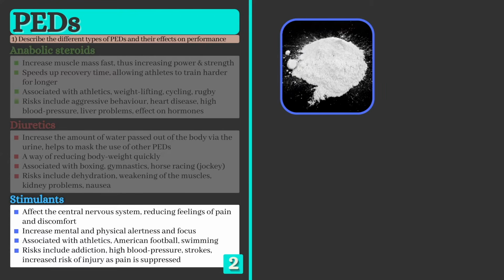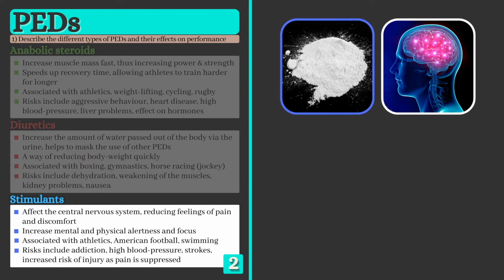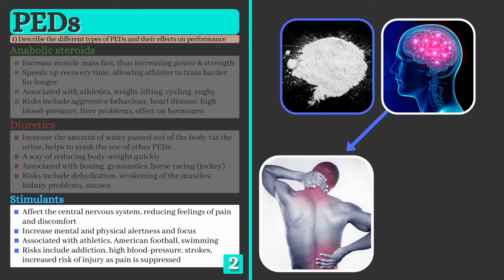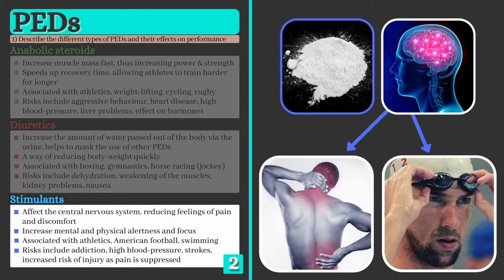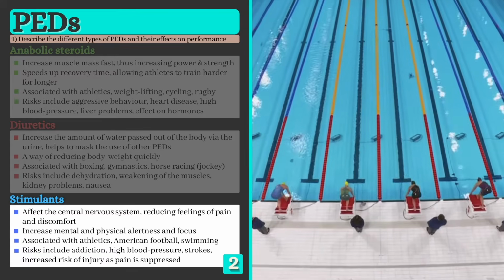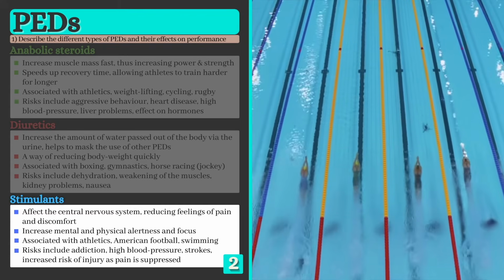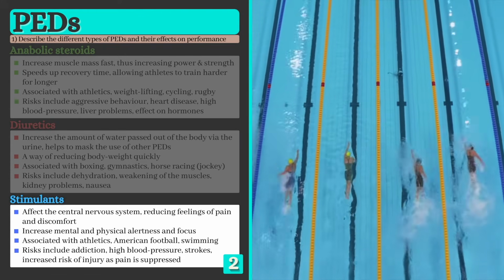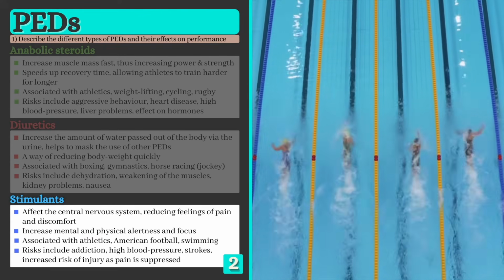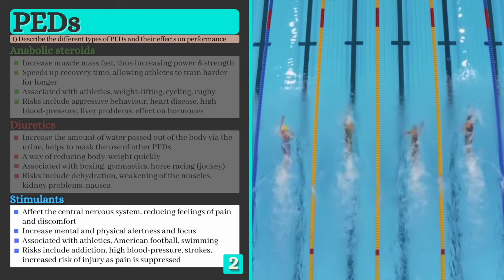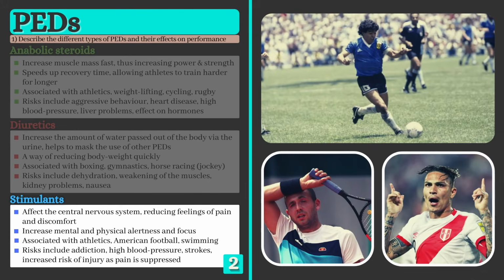Stimulants, including the well-known amphetamine and cocaine, are our final class of performance-enhancing drug. They affect the central nervous system, reducing pain and increasing both mental and physical alertness. As a result, stimulants are used by a wide range of performers, including swimmers and long-distance runners, who endure huge physical discomfort as they push their bodies to the limit, and games players, who need to be focused and alert if they're to make quick and effective decisions.